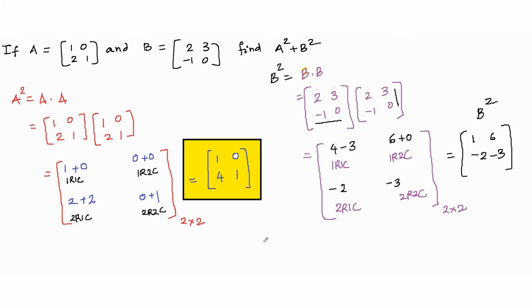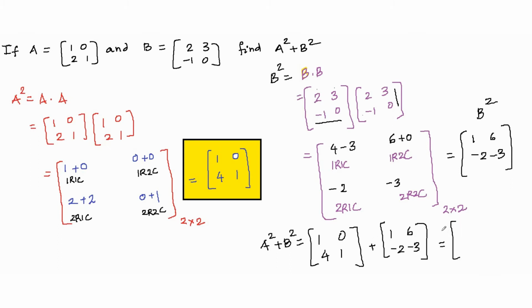And now if you want to find A square plus B square, A square is 1, 0, 4, 1 and you add it with B square. So it would be 1, 6, -2, -3. And therefore this answer would be, now I just have to add the corresponding elements. 1 plus 1 is 2, 0 plus 6 is 6, 4 plus of -2, that's 4 minus 2 which is 2, and 1 plus of -3 is 1 minus 3 which is -2.